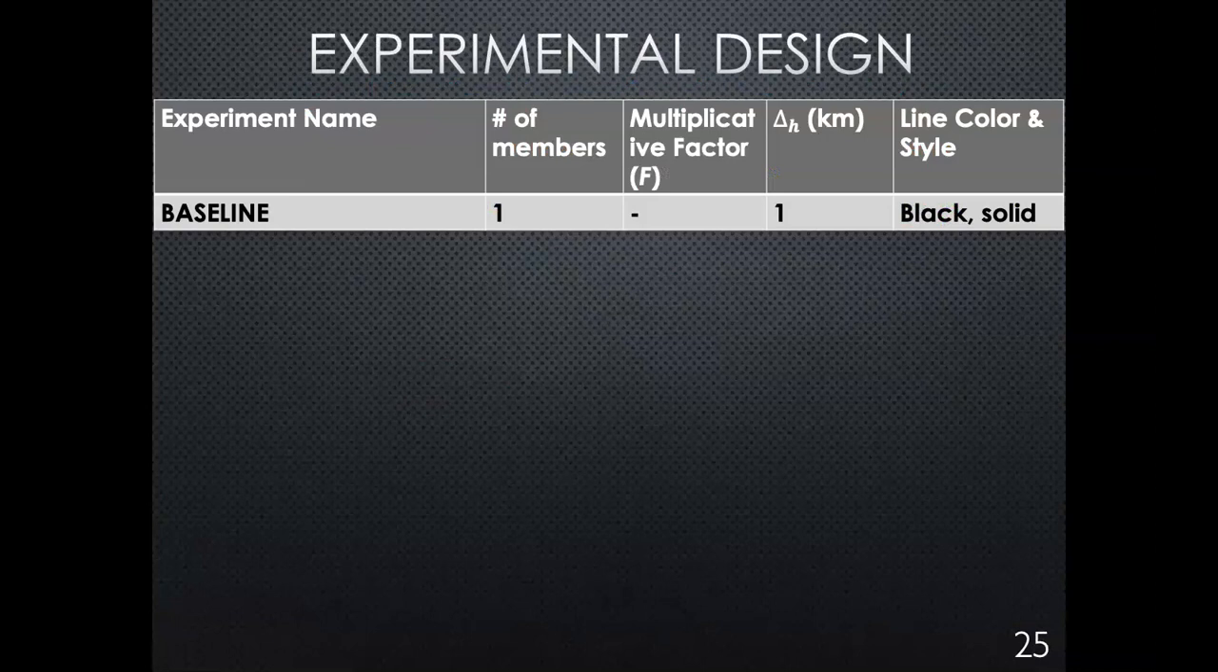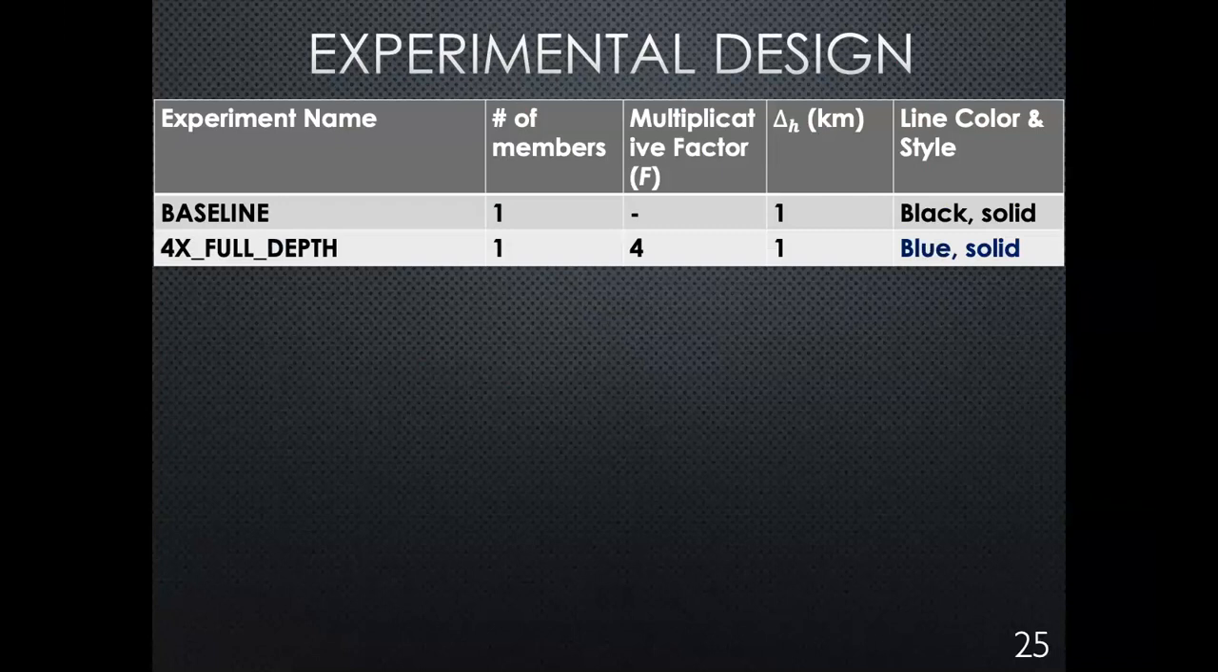Like I said, we'll have a baseline simulation, which is an out-of-the-box 1 kilometer simulation using the sounding profile from MC3E. And then we'll include a simulation in which mixing is enhanced by a constant factor of 4 throughout the full tropospheric depth. These will be shown in blue solid lines. So the conceptual idea here is that enhancing mixing will reduce updraft vertical velocities.